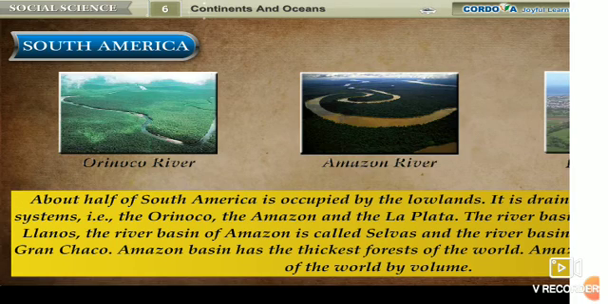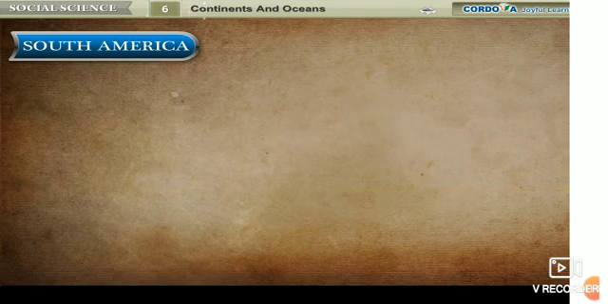It is drained by the 3 river systems, that is, the Orinoco, the Amazon, and the La Plata. The river basin of Orinoco is called Llanos. The river basin of Amazon is called Selvas, and the river basin of La Plata is called Gran Chaco. Amazon basin has the thickest forest in the world. Amazon is the largest river of the world by volume.